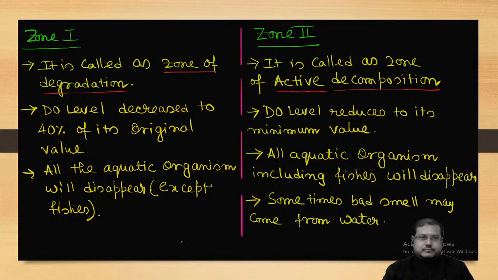Zone 2, it is called as zone of active decomposition. DO level reduces to its minimum value. All aquatic organism, including fishes, will disappear. Sometimes bad smell may come from water itself. That is zone 2.